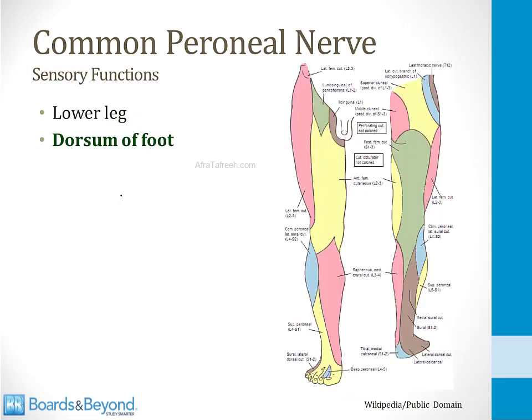In addition, the deep fibular nerve is motor to some of the intrinsic muscles of the foot. The common peroneal nerve supplies sensory innervation to portions of the lower leg and to the dorsum of the foot. If you look at this picture on the right side of the screen here, this area in yellow is supplied by branches of the common peroneal nerve, and that includes the dorsum, or the top, of the foot.